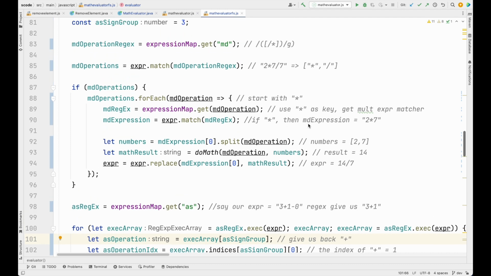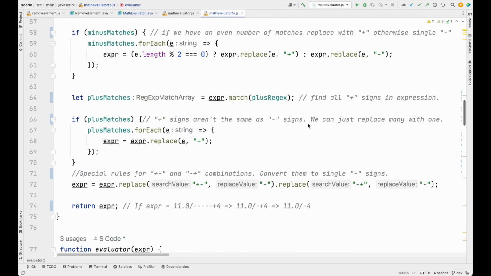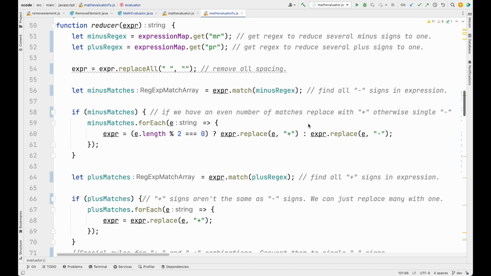Okay, moving along, our very next function is our reducer function. And what this function is going to do is take the expression as an argument, and it's going to look for all of the necessary minus and plus signs that we can sort of minimize or reduce. So at the very start of the function, we see two regular expressions, one minus regex and one plus regex. Both of them are going to the global expression map to get the regular expression that we're going to need to find all of our minus signs and plus signs within the expression that's passed into us.